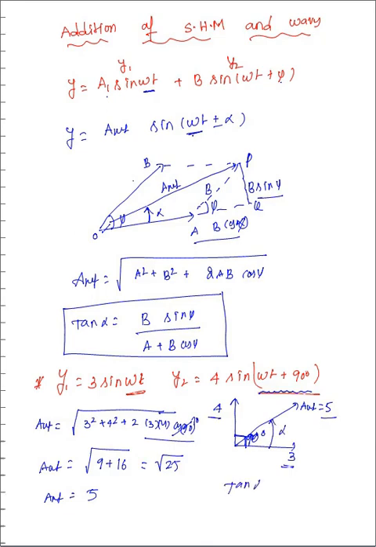Tan alpha can be written as what? Opposite by adjacent. Opposite is how much? 4. 4 by 3. 4 by 3 means how much? What angle will we get? Alpha equal to 4 by 3, we can write, 53 degrees we will get, right?